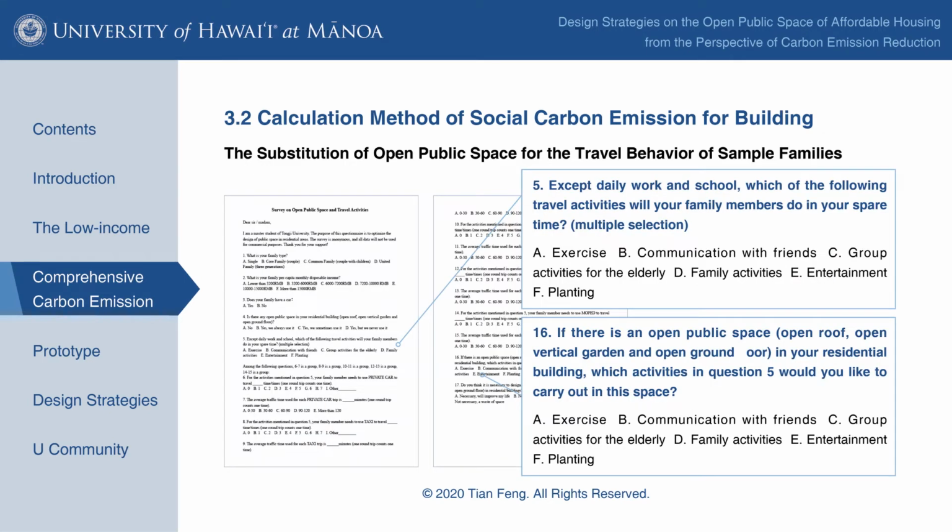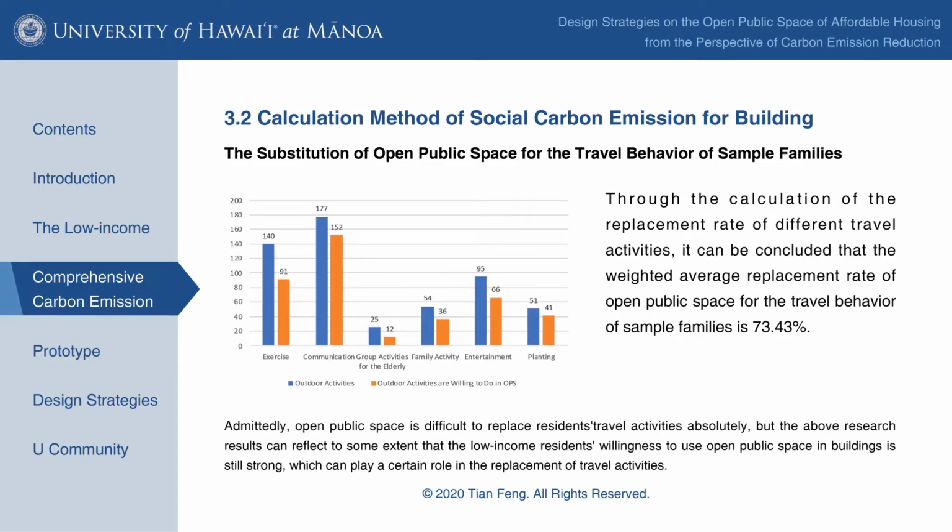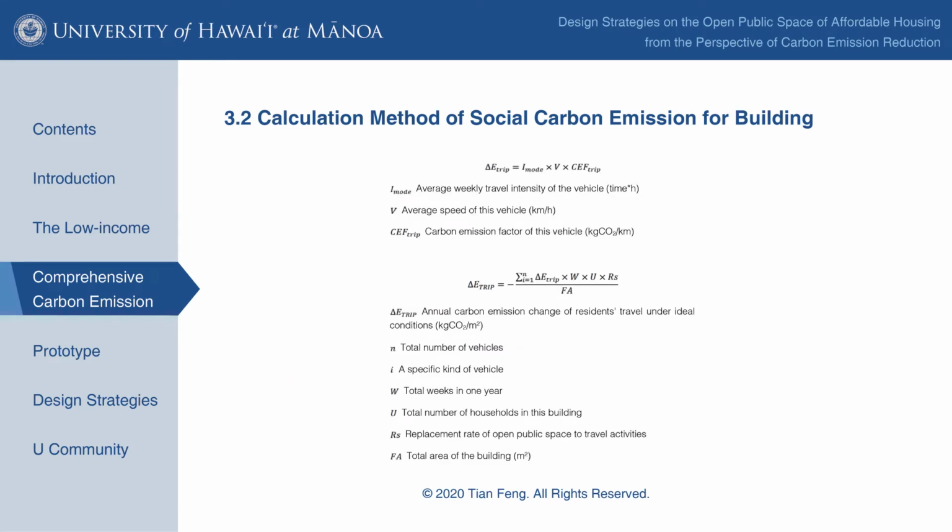The substitution of open public space for the travel behavior of sample families can also be calculated by setting control questions. And this number is 73%. Then, social carbon emission can be calculated, and here are the methods for social carbon emission reduction calculation. And this data highly relies on the area of the open public space.